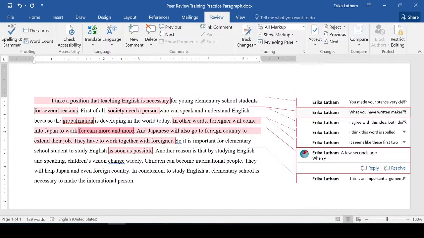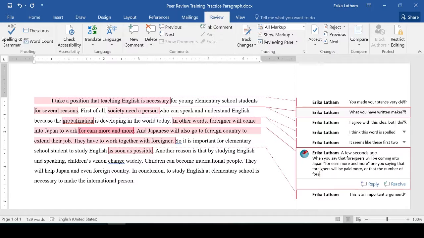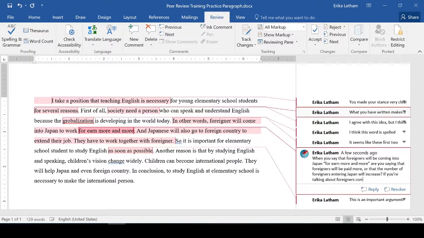Okay. When you say that foreigners will be coming into Japan for earn more and more, are you saying that foreigners will be paid more, or that the number of foreigners entering Japan will increase? If you're talking about foreigners coming into Japan more, maybe you don't need to mention earning at all.